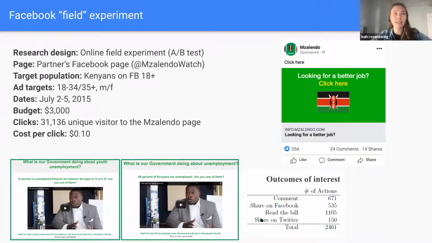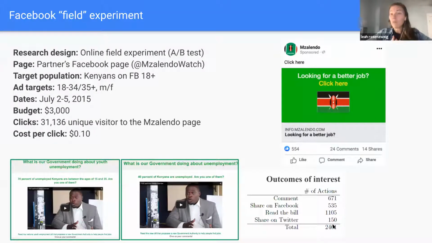So what I want to highlight here is that through these ads and a budget of about $3,000, we got 31,000 unique visitors to this website, which we were able to track. And in part 2, we'll walk through how you track people. So a very cheap 10-cent cost per click. But then, of course, as we can all imagine, of these 30,000-ish people, a much smaller subset actually took any kind of action on the page, which is not surprising.